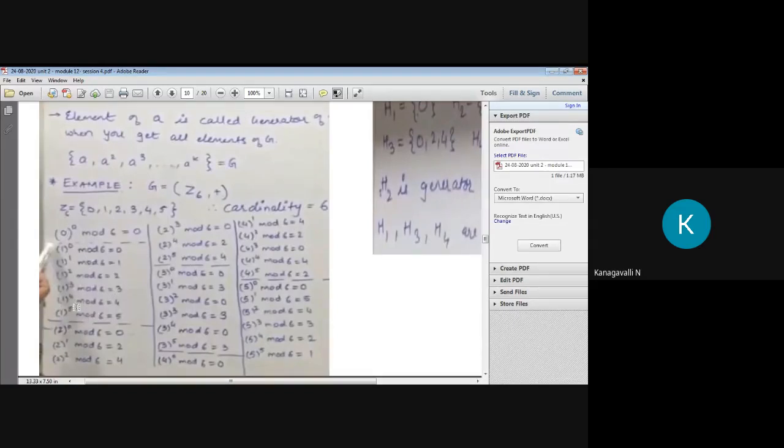See the sum explained by me. Please listen carefully. 1^5, you have to add 1 five times, right? So 1 plus 1 plus 1, then again 1 plus 1, you get the result as 5.